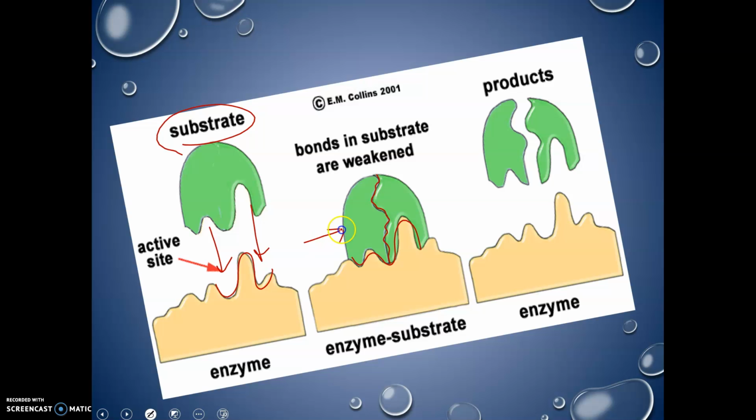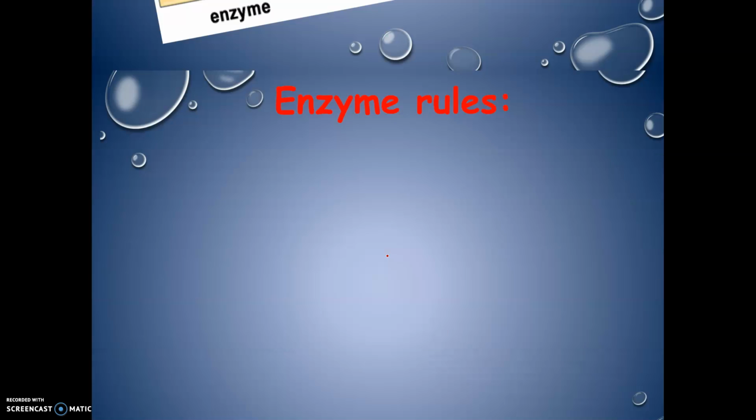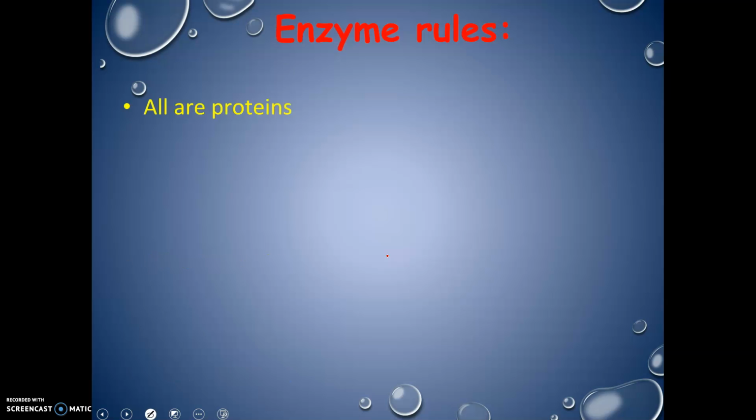Now, could this break down on its own? Maybe. But it would have to get hit in just the right way and have enough energy. And so it might happen really slow or not at all. But as soon as I add a bunch of these enzymes, and you would have a bunch of these in your cell, then it's going to attach to these and make this reaction happen hundreds or thousands or millions of times faster.